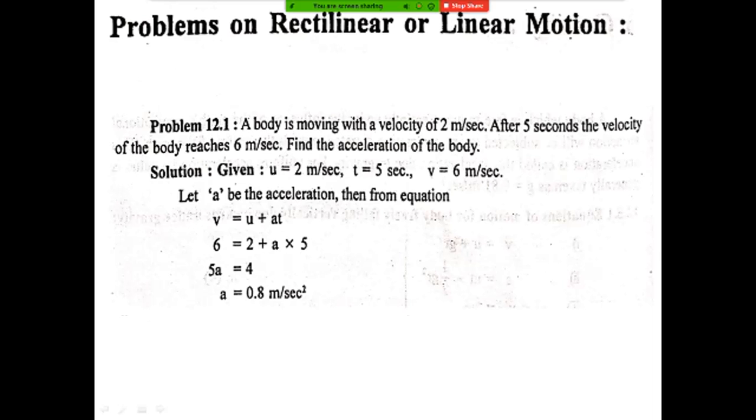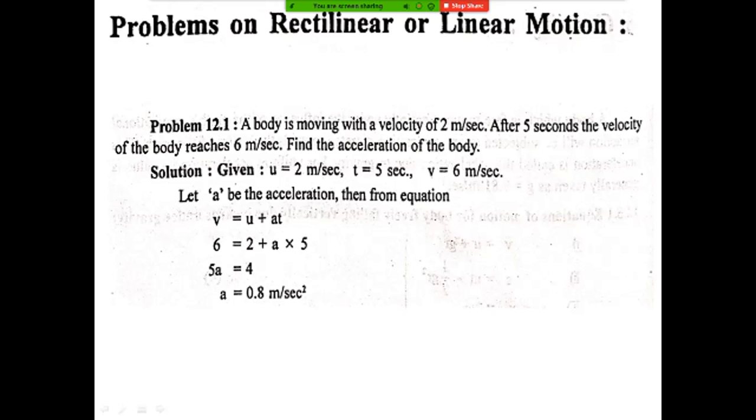A body is moving with a velocity of 2 meter per second. After 5 seconds, the velocity of the body reaches 6 meter per second. This is the initial velocity, then this 6 becomes the final velocity. Find the acceleration of the body. Questions like this they will ask in the exam, very simple along with theory. Whatever we discussed, go through it and you will score good marks in this chapter.